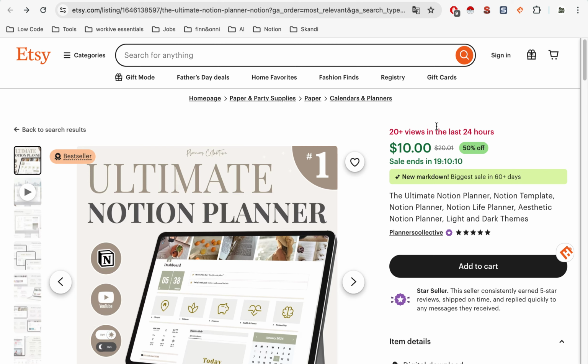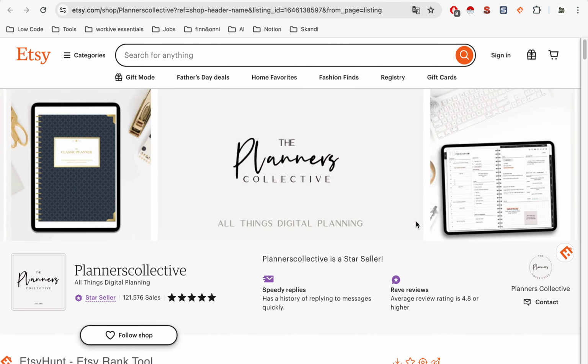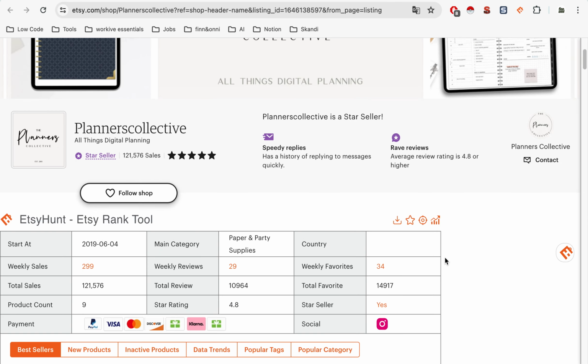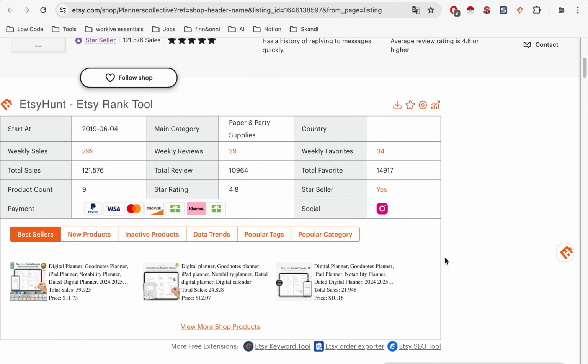Another quite interesting piece of information we get if we click on the profile of the seller on the shop. So for example, we see this person started in 2019, has around 300 sales per week, which is quite a lot. Total sales of 120,000, and you see all those different metrics. You can also see which are their best sellers and all of that data.